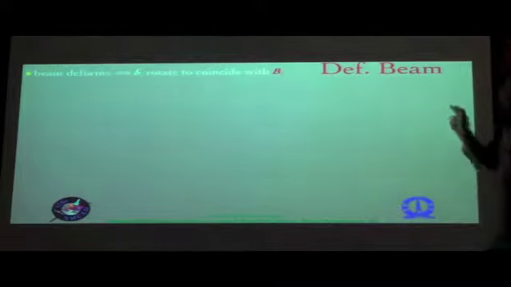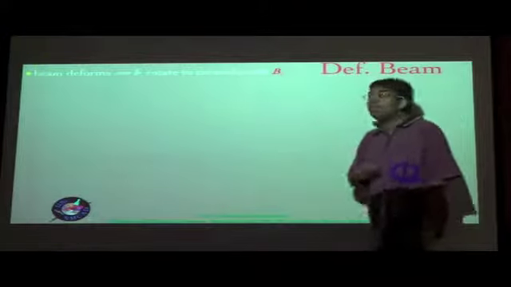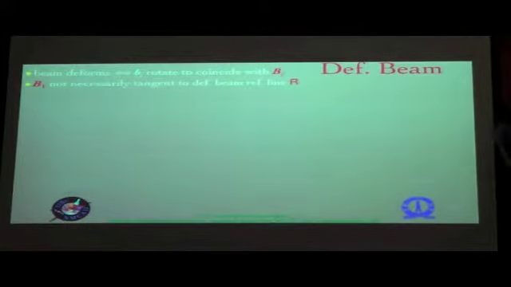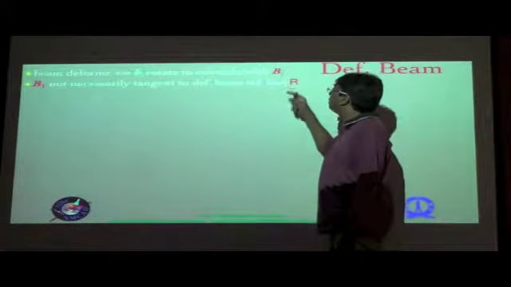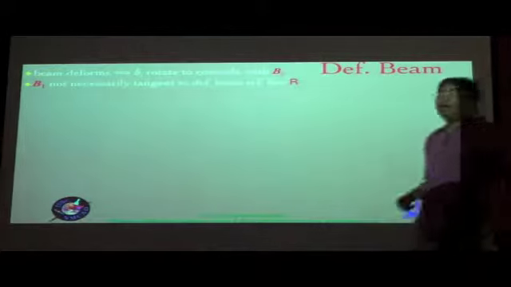So that is the only key in deciding whether you want to use the big B or the big T system. So the beam deforms and small b_i once again rotates to coincide with the big B_i. And B1, as I said, is not necessarily tangent to the deformed beam reference line R, unlike small b1, which is tangential to the undeformed beam reference line small r.